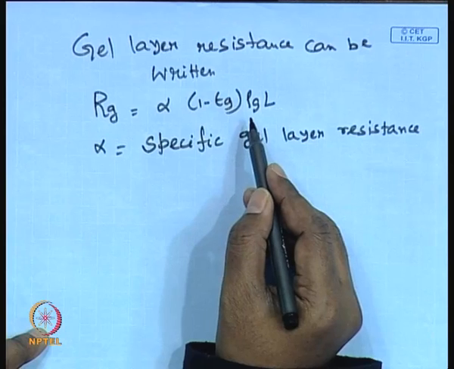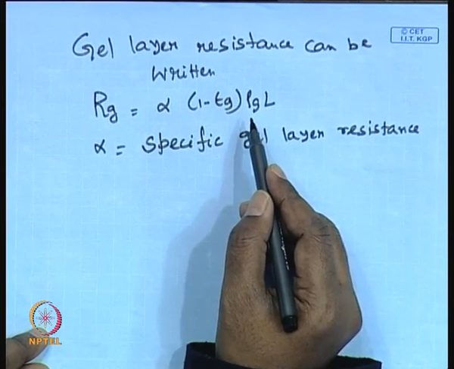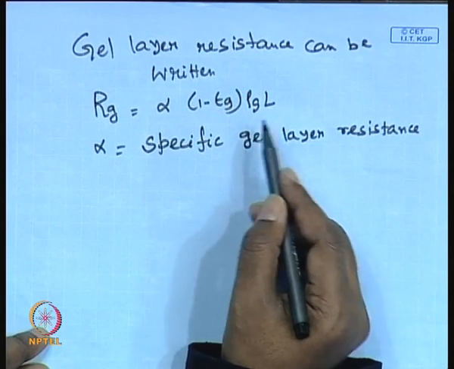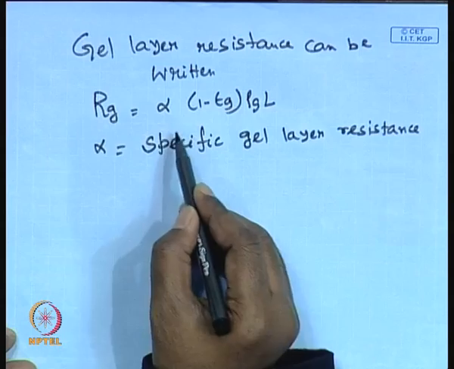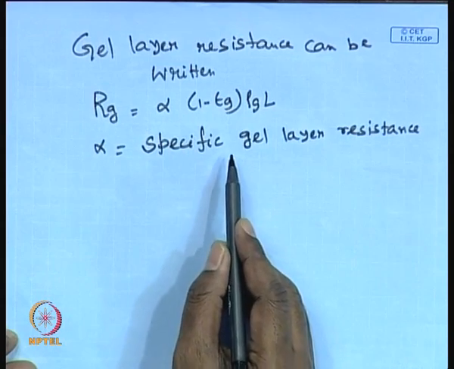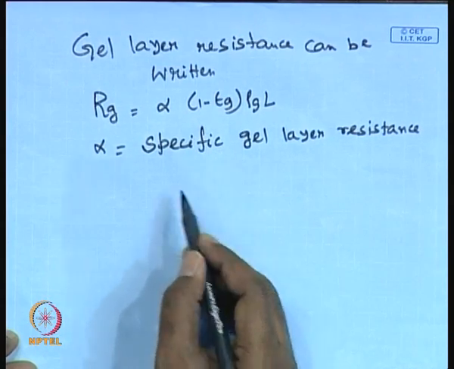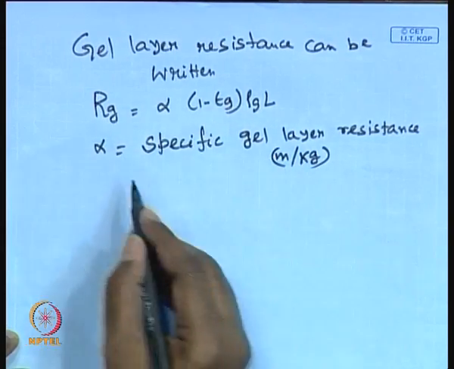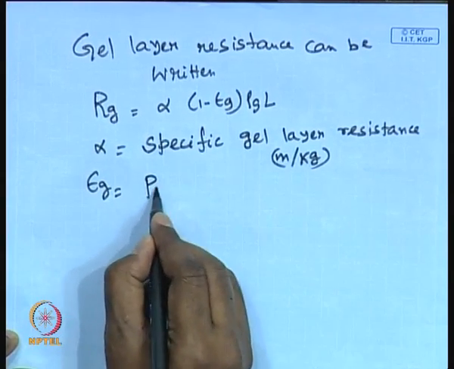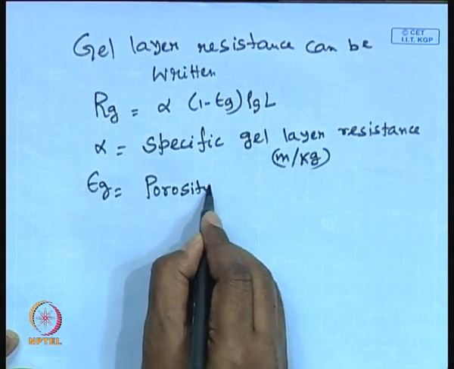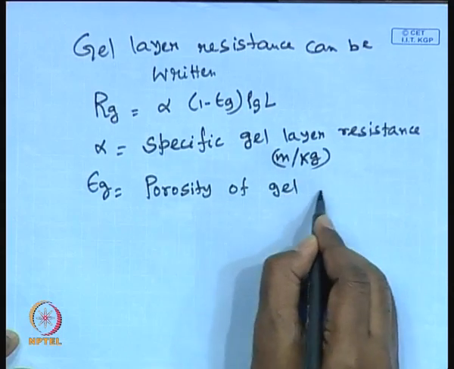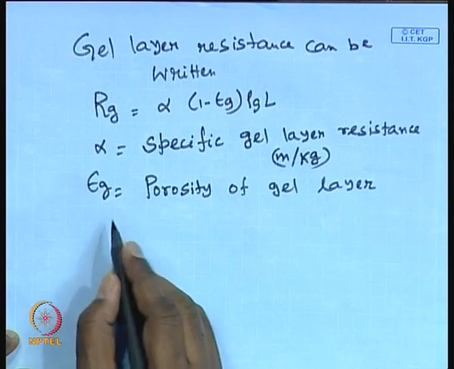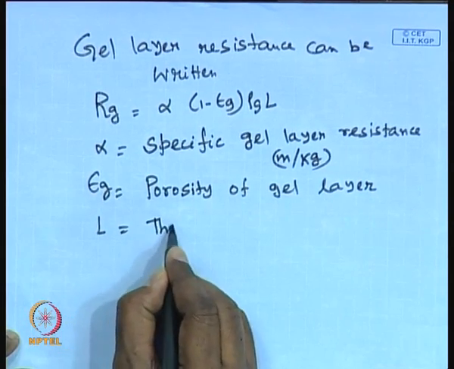This equation is obtained by a solute balance, and if you look into the filtration theory, in fact you should have studied that earlier in some earlier course. Okay, look into the filtration theory. There the definitions of specific gel layer resistance, porosity, gel density, etc. are all given. Okay, and it has a unit of meter per kg, and epsilon g is nothing but the porosity of the gel layer. Rho g is the gel layer density that we have already mentioned, and L is the thickness of the gel layer.